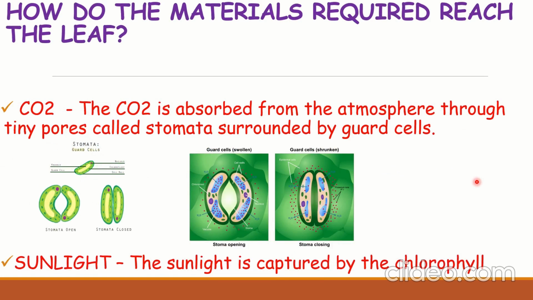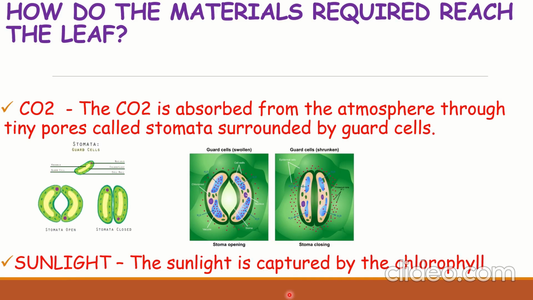Now, we know some facts about photosynthesis, and we now need to know how the required materials reach the leaf, because the leaf is where the food is prepared. Let us see how the materials reach the leaf. First, CO2. The carbon dioxide is absorbed by tiny pores called stomata, which are surrounded by guard cells. They are present on the underside of the leaf. You can see a live model of stomata over here. They are little pores. This is the stomata open, this white open pore, and this is the closed one. And these are the guard cells.